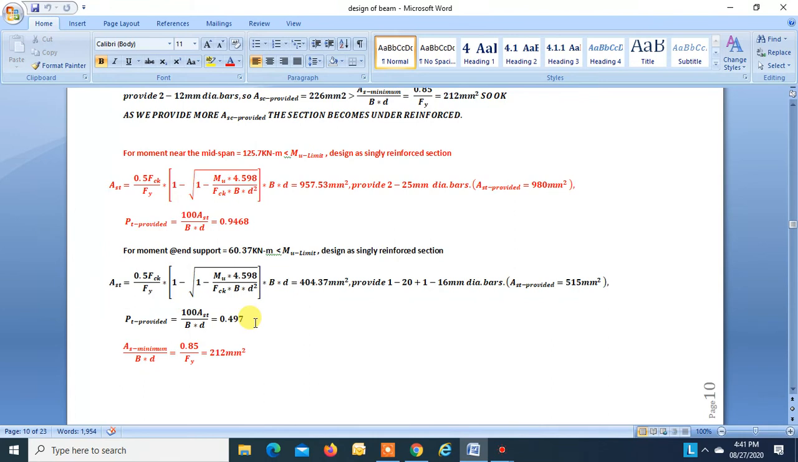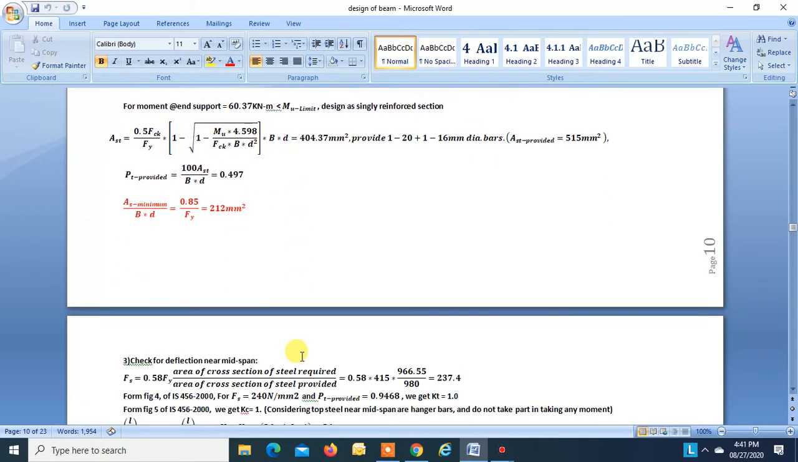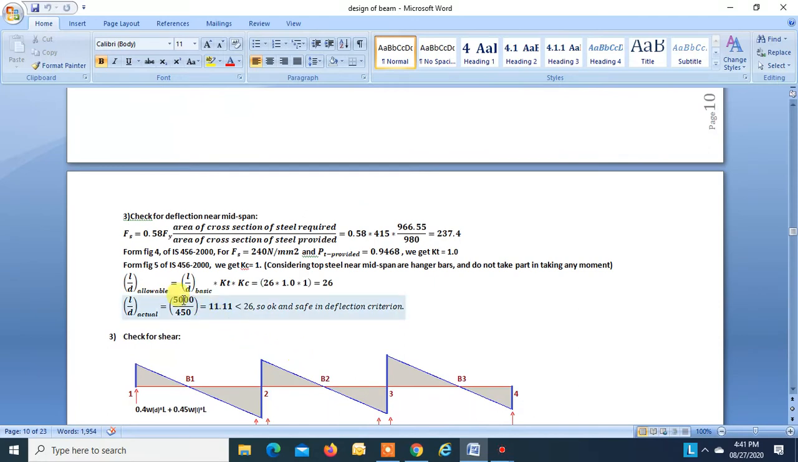So PT is found to be 0.497. And Ast minimum required is 212. Our steel provided is greater than this, so safe. Now comes the check for deflection, right?